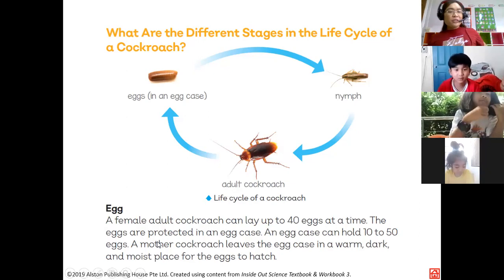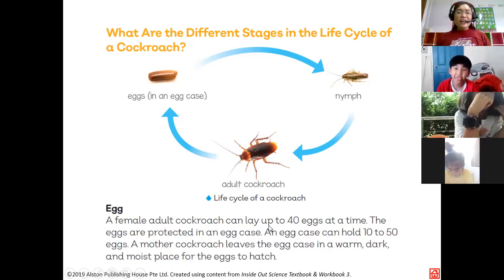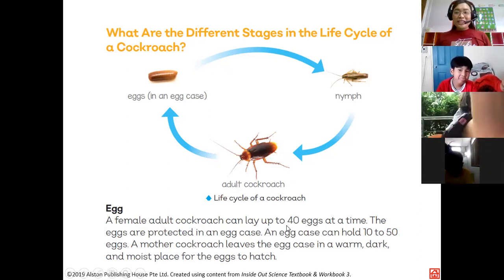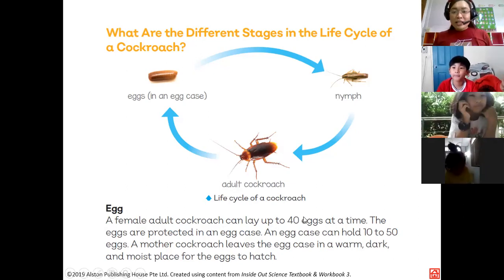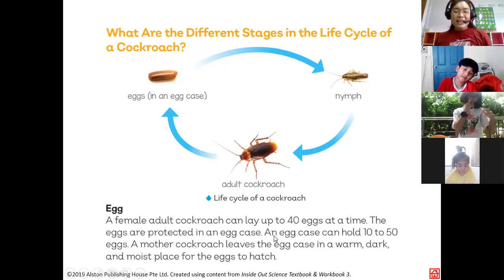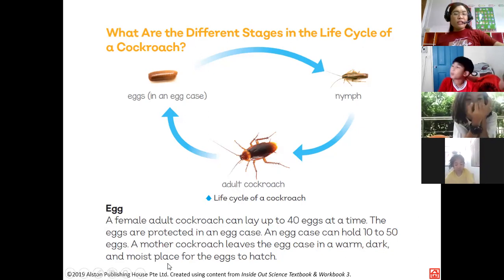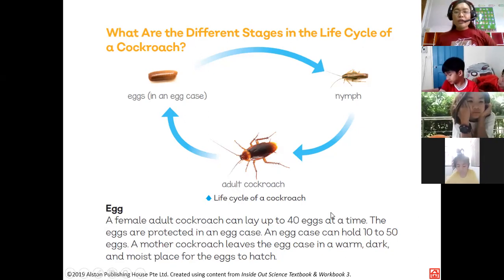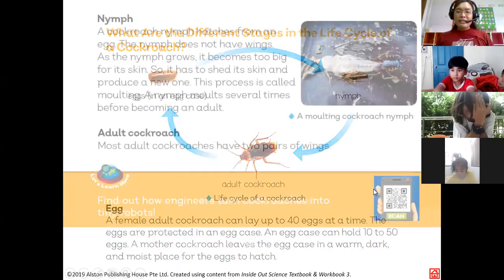Now, a female adult cockroach can lay up to 40 eggs. Wow. You see? The female cockroach lays 40 eggs at a time. The eggs are protected in an egg case. An egg case can hold 10 to 50 eggs. A mother cockroach leaves the egg case in a warm, dark, and moist place for the eggs to hatch.